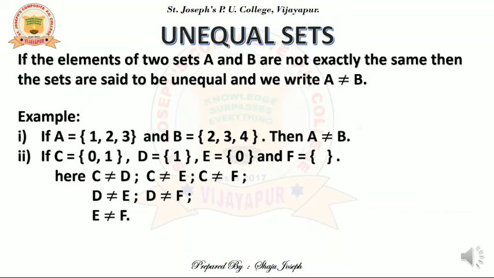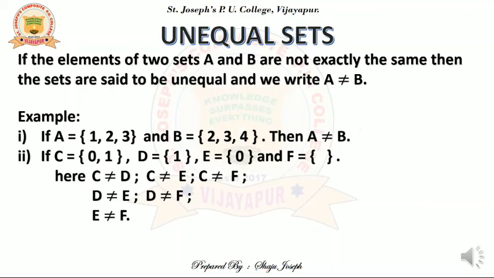Last but not the least, how about E and F? E contains 0, F is a null set. Though at a broader look they both look the same, they are not, because E contains one element, F contains no elements. Instead of saying 0 elements, we will say no elements. Because 0 itself is an element, it gets a bit confusing.